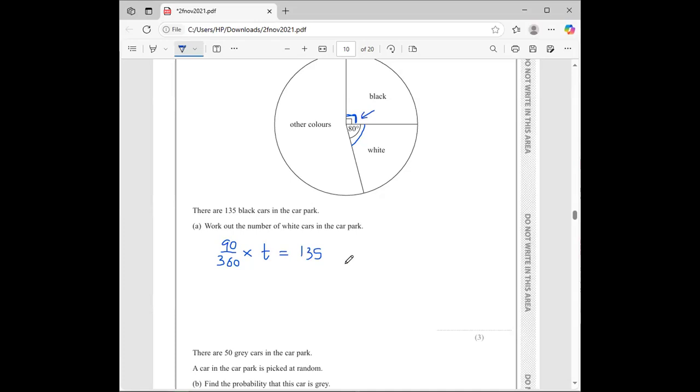Where did I get the 135 from? Here. And that's because it's for black cars. So I told you the secret of pie charts. Angles correspond to numbers. That's just what I just did. Now, our job is to find T. You should be able to guess now why I'm looking for T, because that's what is going to help me work out the number of white cars in the car park. So let's find T.